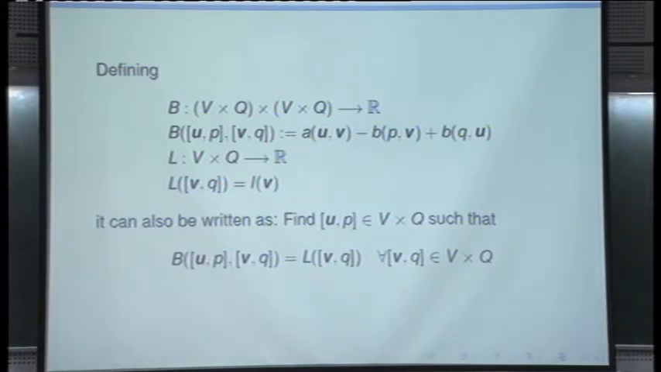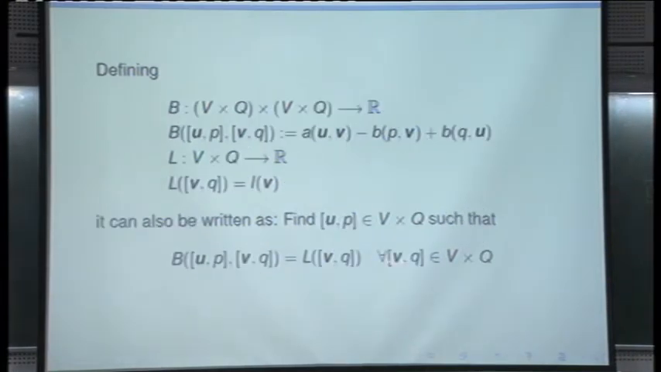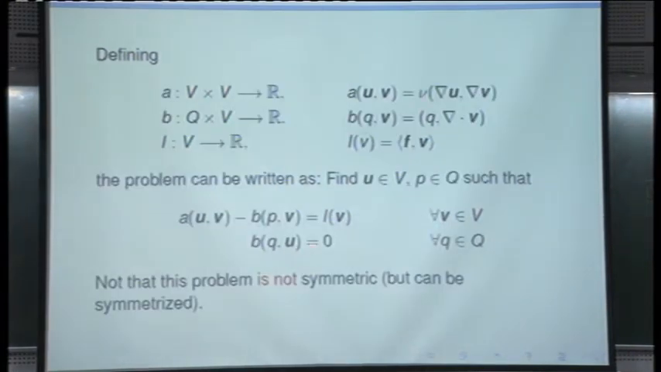Why? That's what I said yesterday and today. Because if I take q equal to 0, I recover the first equation, and if I take v equal to 0, I recover the second equation. Is that clear to everybody?